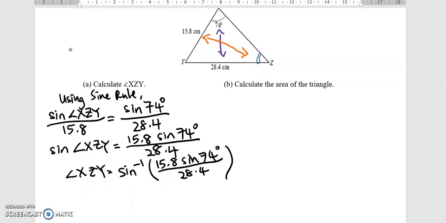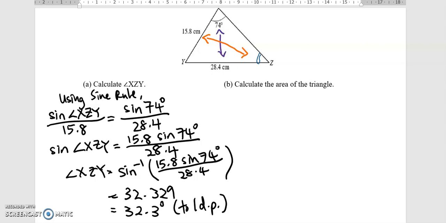So I just need to key this into my calculator to get the answer, and I will get 32.329. This is to 3 dp. I need to round off my answer to 1 dp since I'm finding an angle. So my answer would be angle XZY is 32.3 degrees rounded to 1 dp. I've written down the answer corrected to 3 dp in case I need to use this angle for any further parts of the question. I will need to leave it to 2 more significant figures.